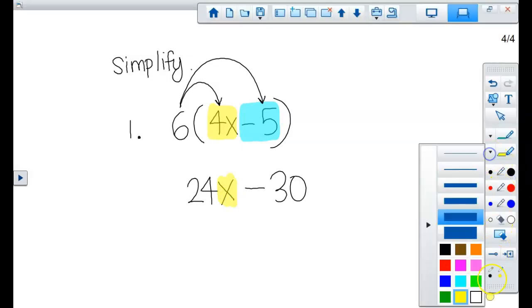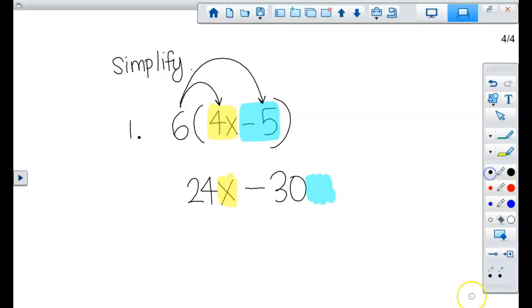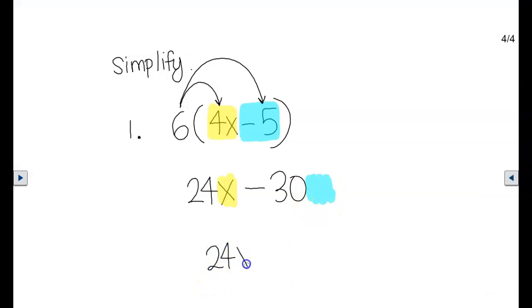The variable part for the second term is missing. There is no variable part there. So are these like terms? The answer is no. They are not like terms because one of them has an x. The other one doesn't have that same variable part. So what that means is 24x minus 30 is my answer. It is not necessary to combine like terms. That problem is done.